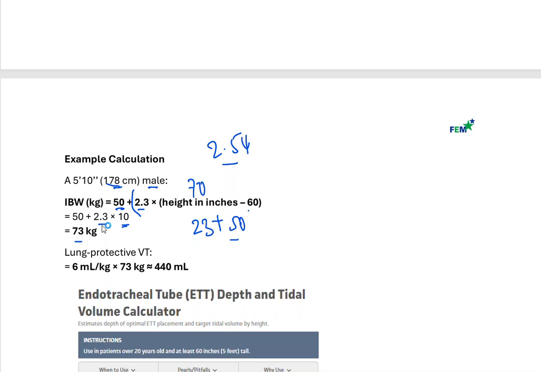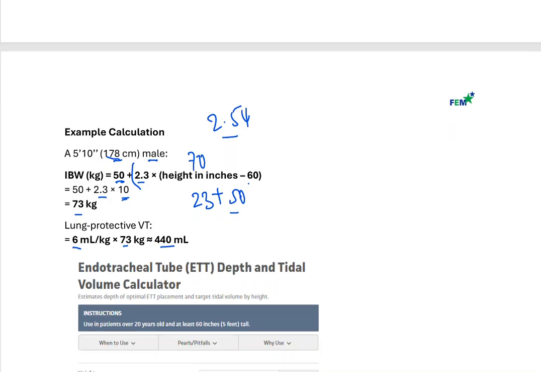And if, for instance, let's say this patient has ARDS and you want to put them on 6 mL per kg, then you're going to multiply that 6 by 73, and that will give us approximately 440 cc of tidal volume.